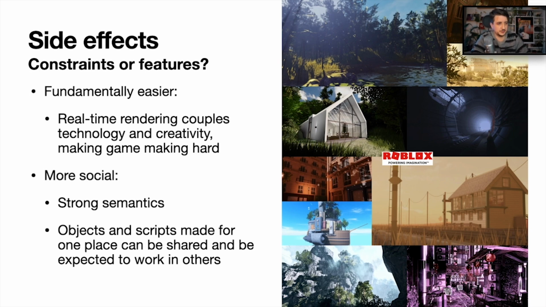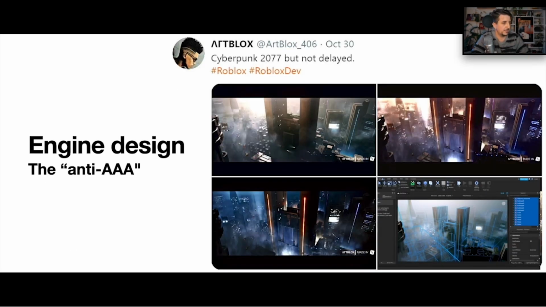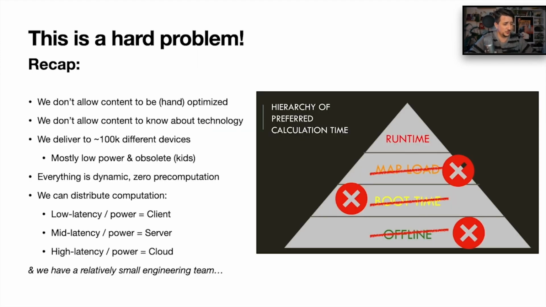All right, so how does this context shape our engine design? It turns out all those constraints make for a really hard problem. As a recap, we don't allow content to be hand-optimized. We don't allow content to know about the technology. We deliver to hundreds of thousands of different devices, most of them low power or kind of obsolete, because a lot of our audience is made of kids. And we said everything is dynamic. We don't allow pre-computation. We don't want the editor to have special technology that is not exposed to the runtime.